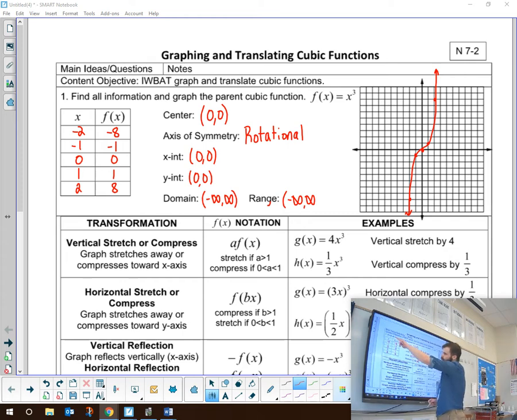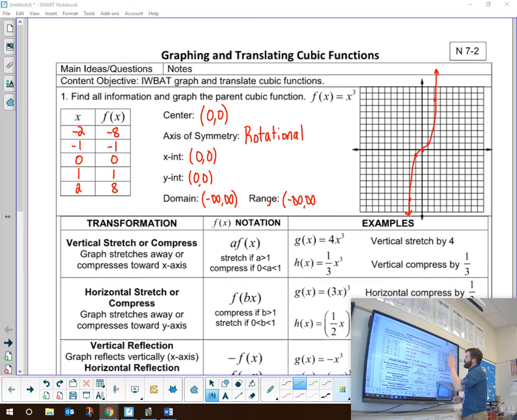Let's take a look at our numbers we have here. So this is my parent function numbers. We have x of -2, -1, 0, 1, 2. And whenever we cube those, it gives us our other numbers. So we can see that it goes very fast downwards and very fast upwards. Now we're going to be using these parent function numbers to manipulate to find points on my other graphs.